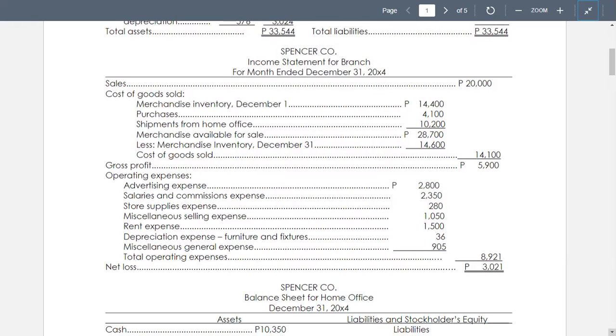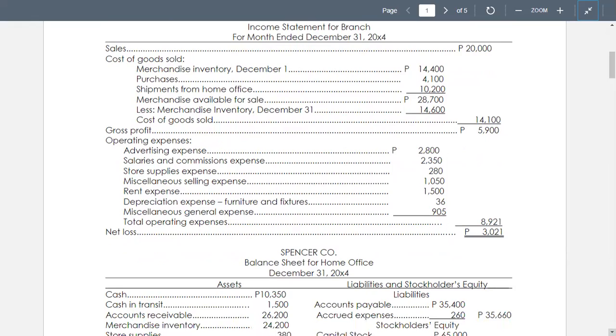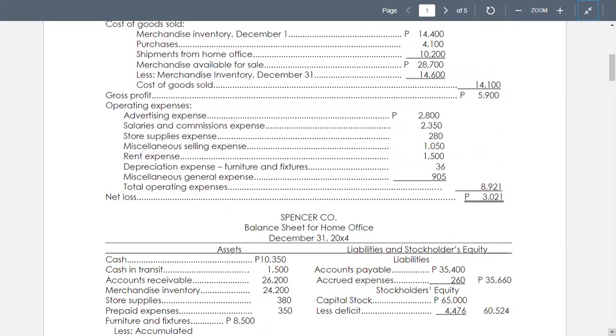So 8,921 minus the gross profit of 14,100. Then you get now the operating expense of 8,921. You have a net loss. This is the loss of the branch before recording your intercompany profit on your ending inventory.